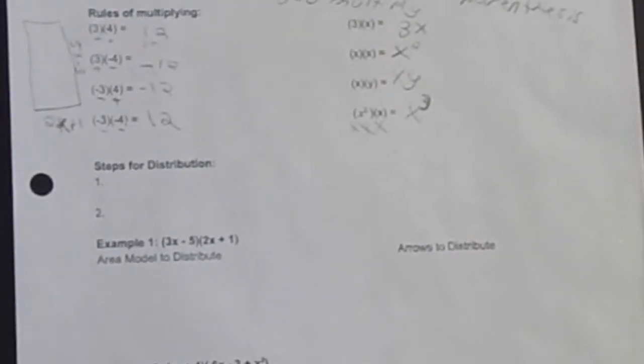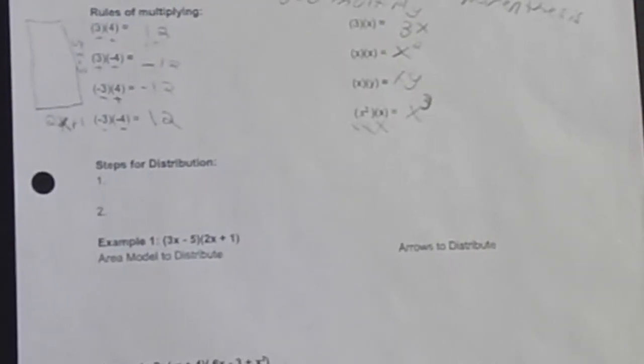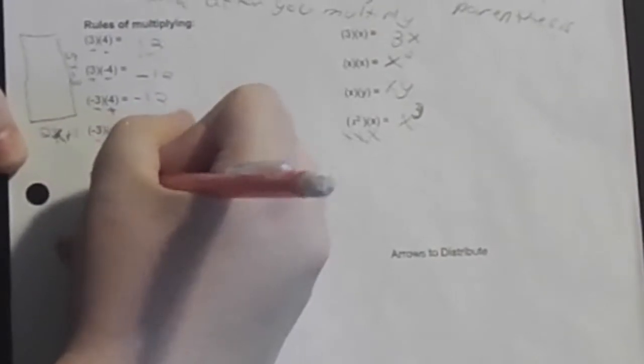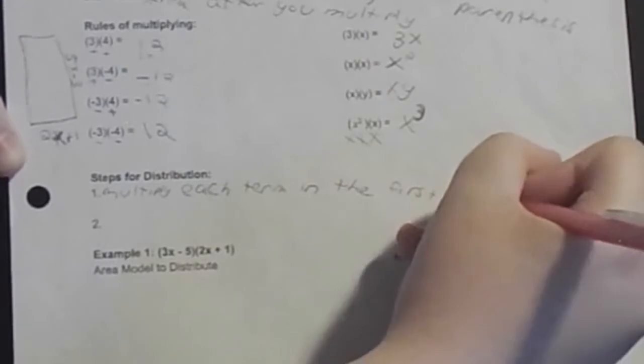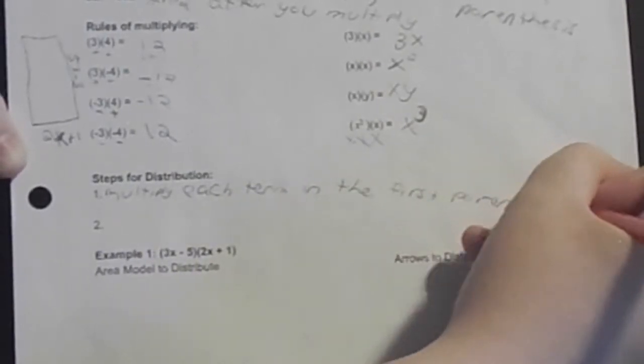So when we want to distribute or multiply into polynomials, there's 2 steps. Step 1 is to multiply each term in the first parentheses to each term in the second.